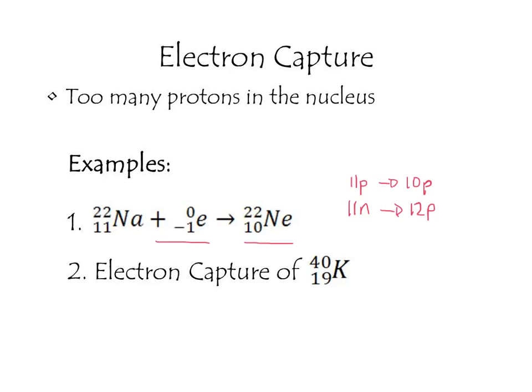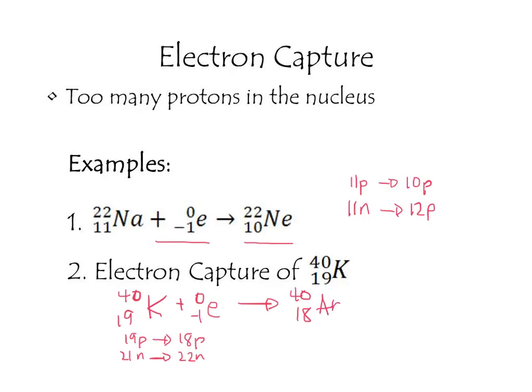So let's go ahead and do the electron capture of potassium-40. Potassium-40, if it goes through electron capture, it loses a proton, and so it ends up with 18 protons, and you gain a neutron, so we now have 22 neutrons. So my new product is going to have the same atomic mass, but now has a new atomic number. And so I have argon as my new element.